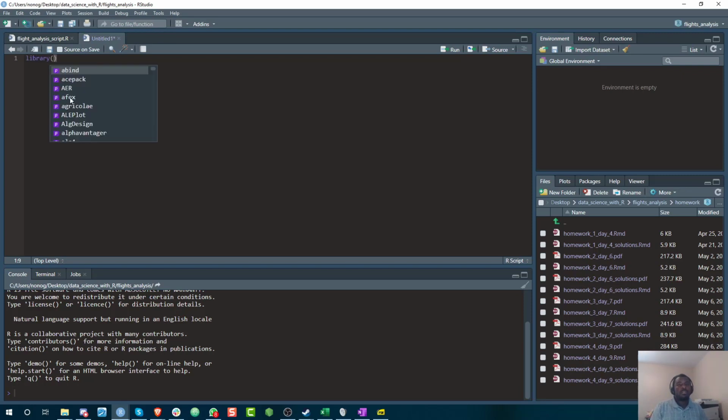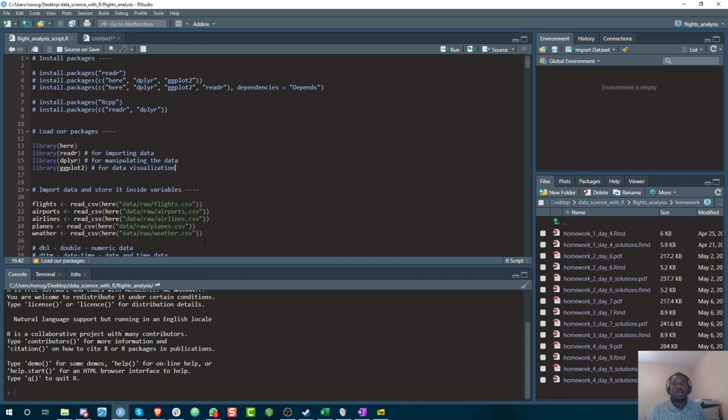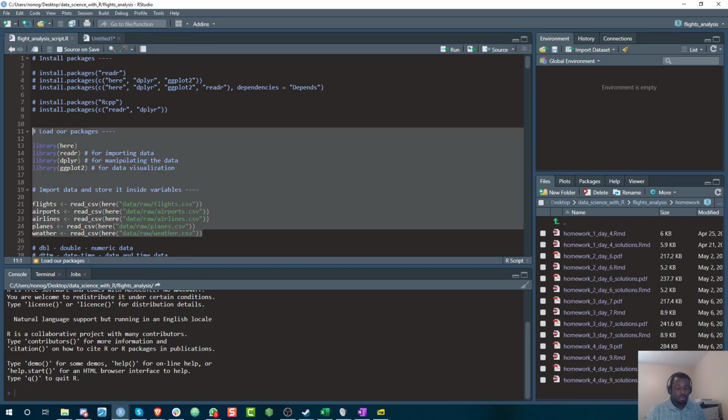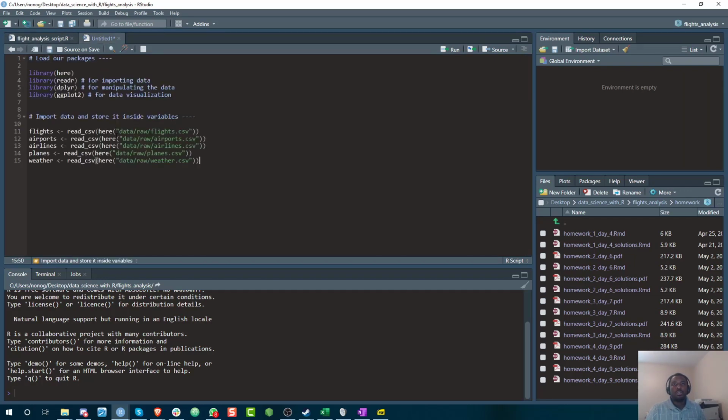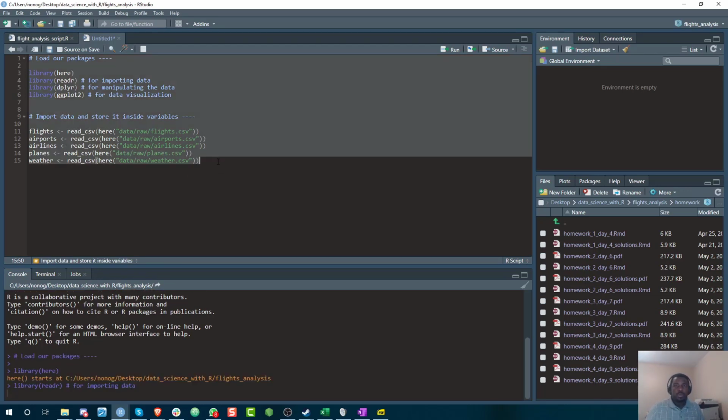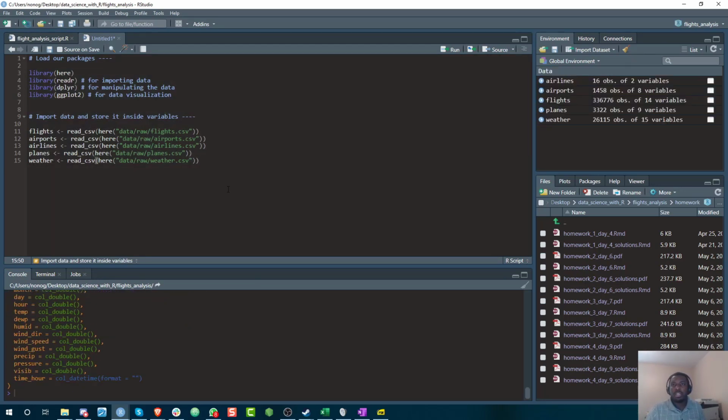All right. So the first thing is definitely to load all our packages. You know what? Let me just go ahead and copy all this, loading the packages and importing the data. I'm just going to work with this. Okay. And let me go ahead and run everything so that we have all the data in our environment and all the packages loaded up. Okay. So, question number 1, or A.